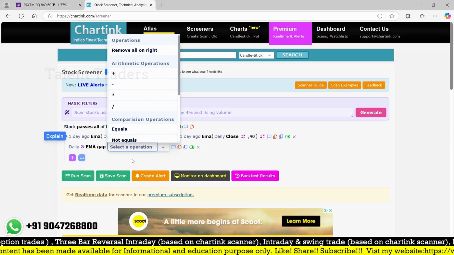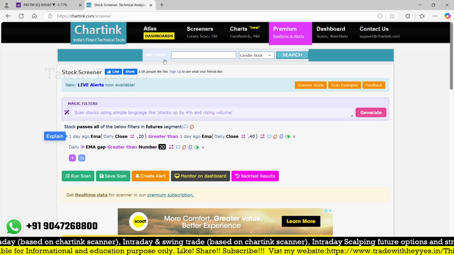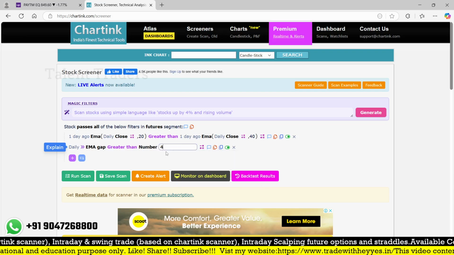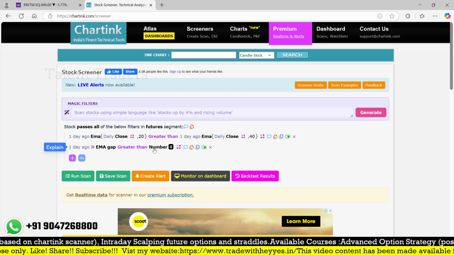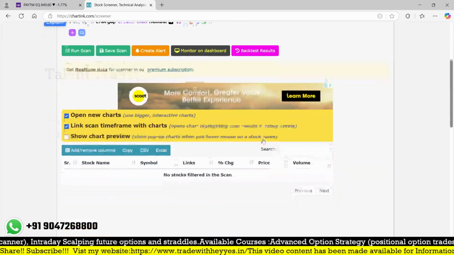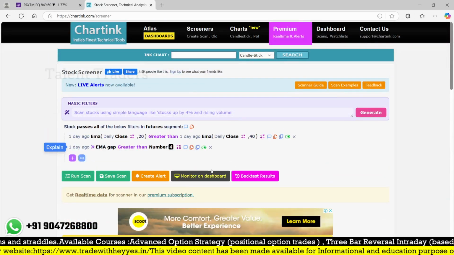And it should be greater than. Here also we are going to use greater than number 4%. Okay, so let me add one day ago the number 4%. Let me try the gap if any stocks. I think we didn't get any at this moment.